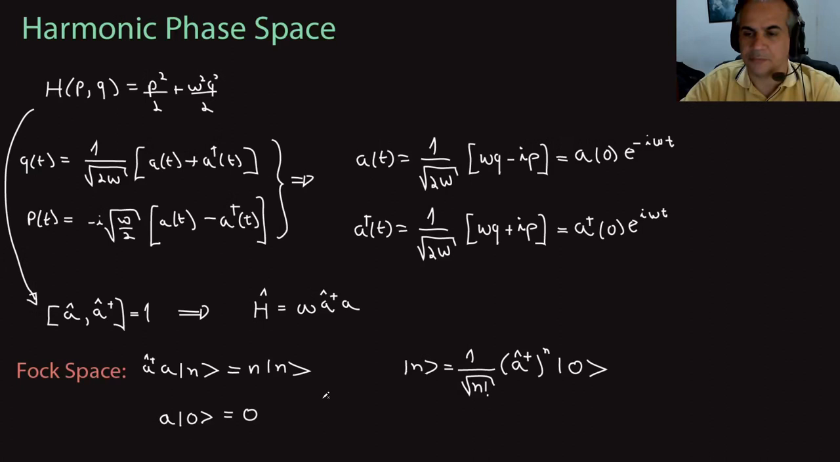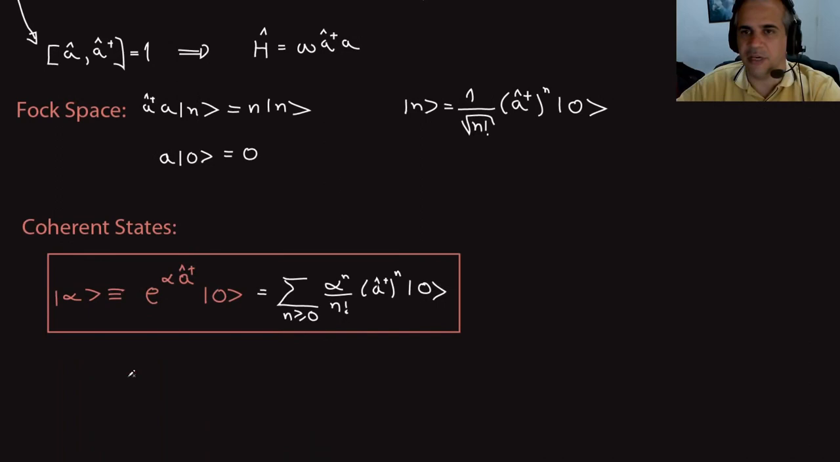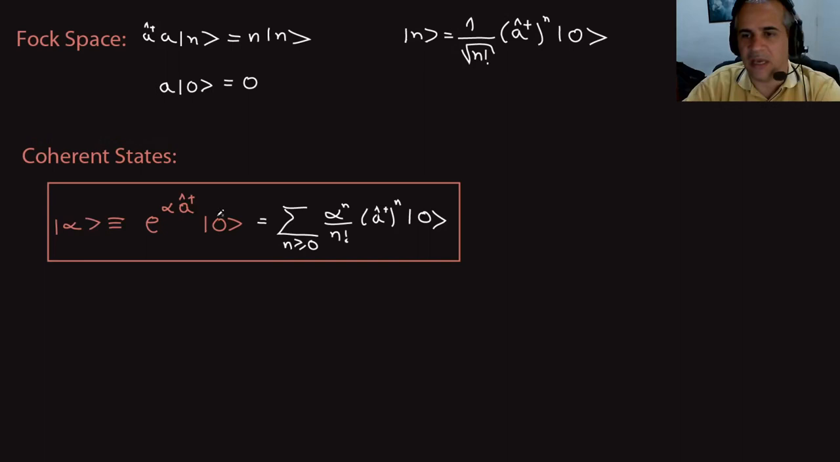So what I will do now is define a different set of states. Instead of working on Fock space, we'll work on the space of the coherent states, which are defined like this. Now I'm defining a state obtained by acting on the same vacuum, the same vacuum that I have there, but I act with this exponential of the creation operator, a dagger.